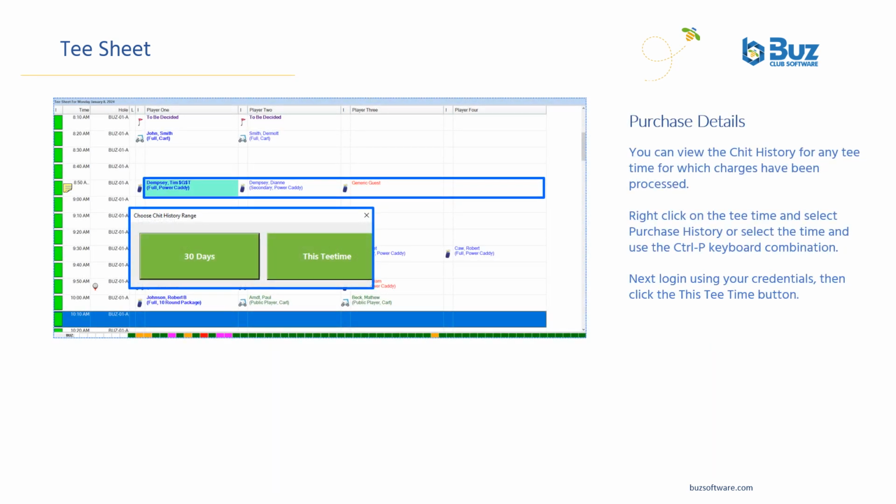Purchase details. You can view the chit history for any tee time for which charges have been processed. Right-click on the tee time and select Purchase History, or select the time and use the Control-P keyboard combination. Next, log in using your credentials. Then click the This Tee Time button.